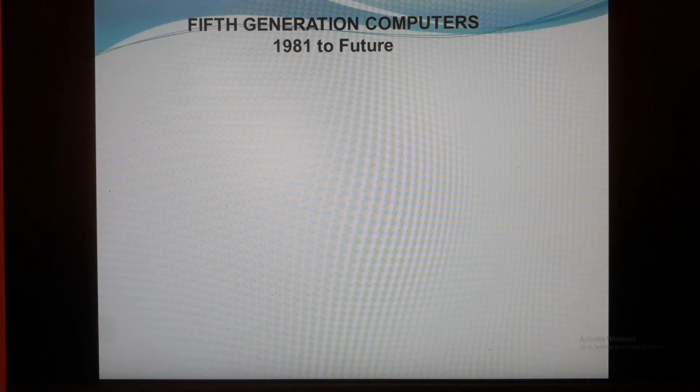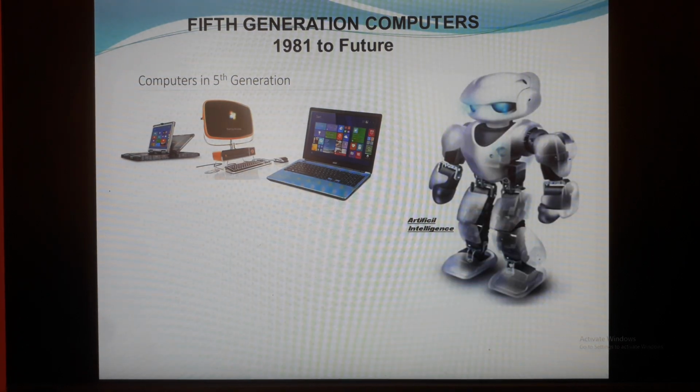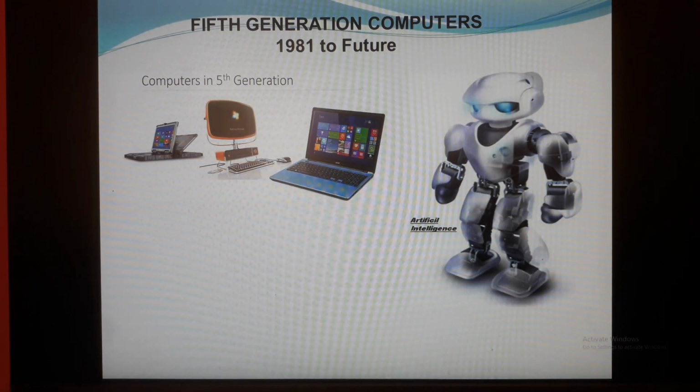Now let us move to the fifth generation computer. These are some of the fifth generation computers. And this is artificial intelligence. So children, do you know what is artificial intelligence? It is a branch of computer science that is related with computers that can think like human beings, behave like human beings, and walk like human beings. Means in all respects they can act like a human being.